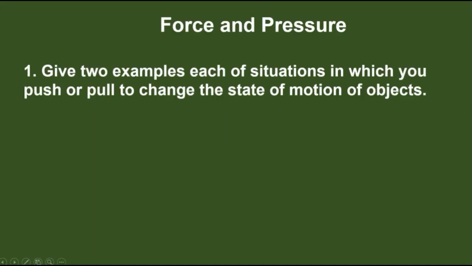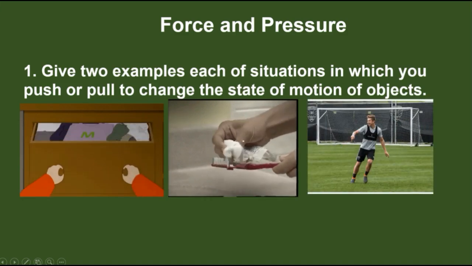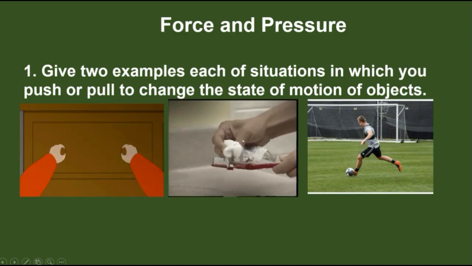The first question is, give 2 examples each of situations in which you push or pull to change the state of motion of an object, right? Change the state of motion of an object means you are either changing the speed, or making the object move with less speed or more speed, or changing position. All that you are changing. And how many examples you can see in day-to-day life. Sometimes you are pulling the drawer, sometimes pulling it so fast, sometimes pressing the toothpaste so hard, and sometimes, when you play football, you're kicking a moving ball. So many examples are there.